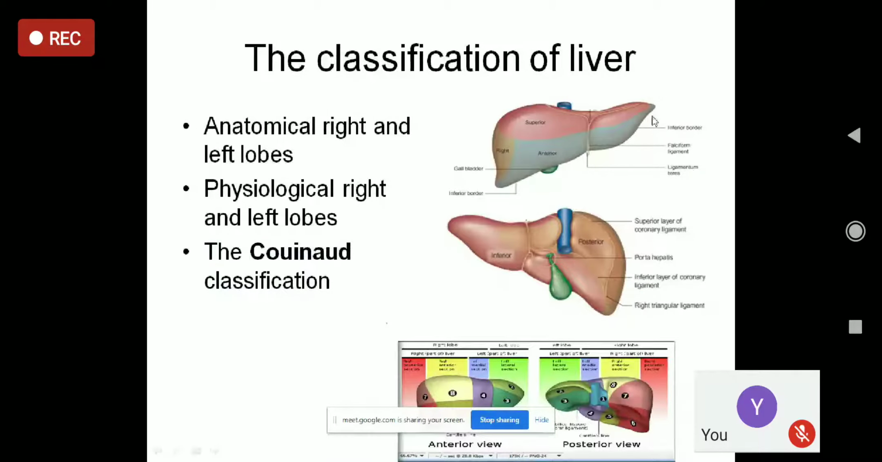Now we'll talk about the classification of the liver. It has anatomical lobes, that is the anatomical right and anatomical left lobe, and physiological right and left lobes. And there is the Couinaud classification, which divides the liver into 8 lobes.